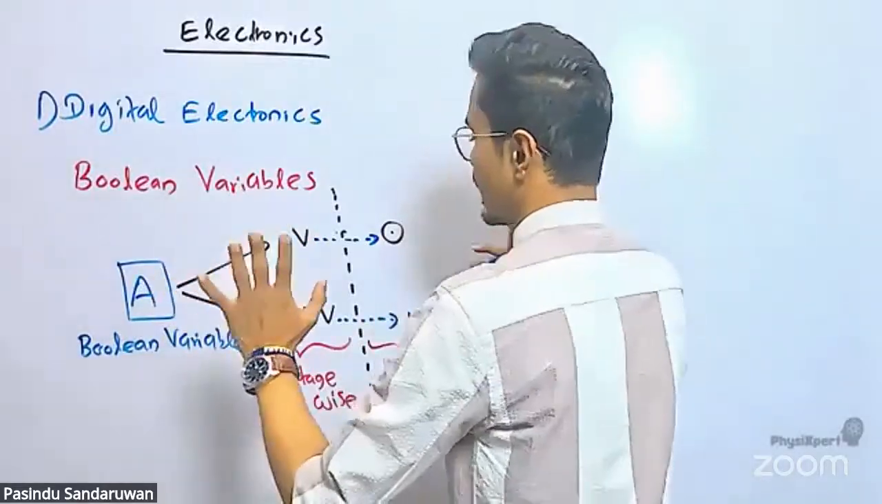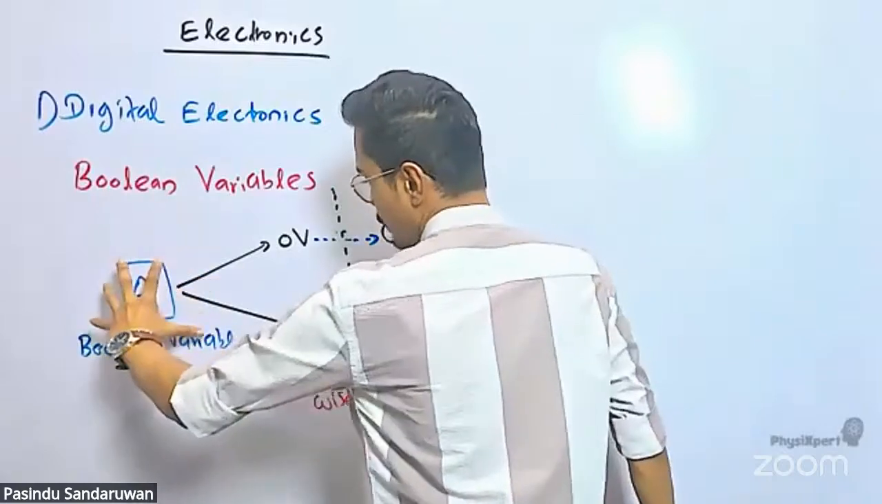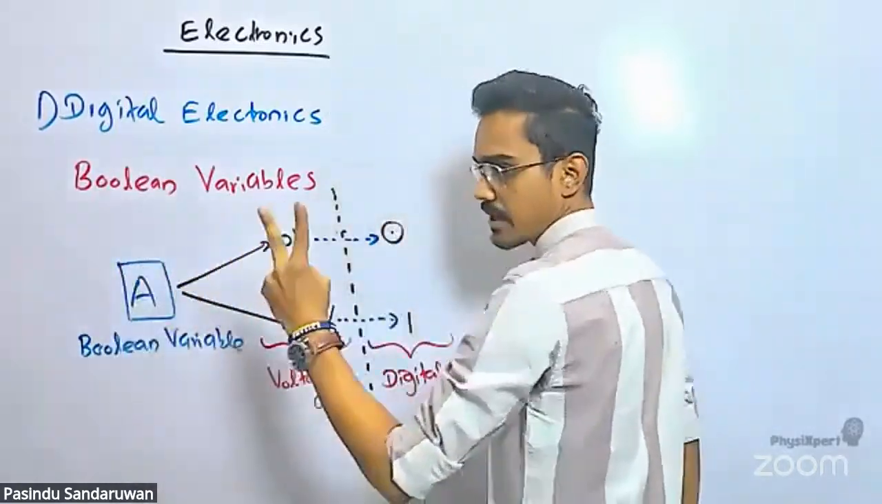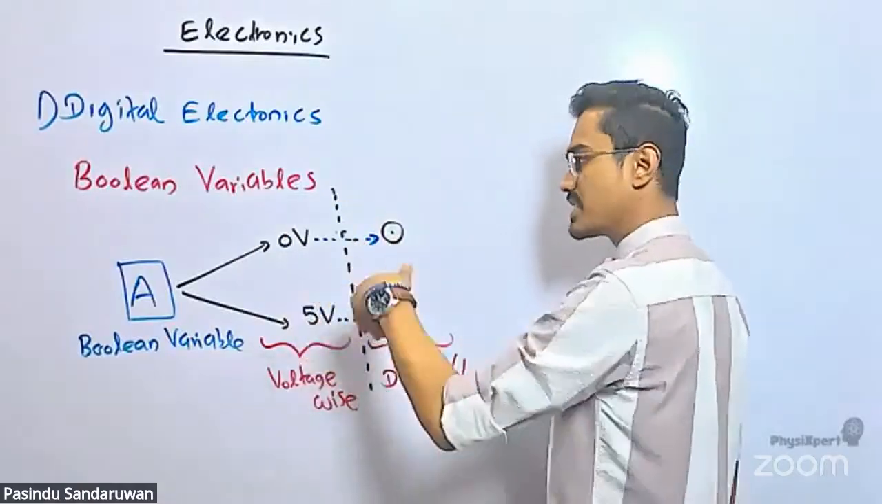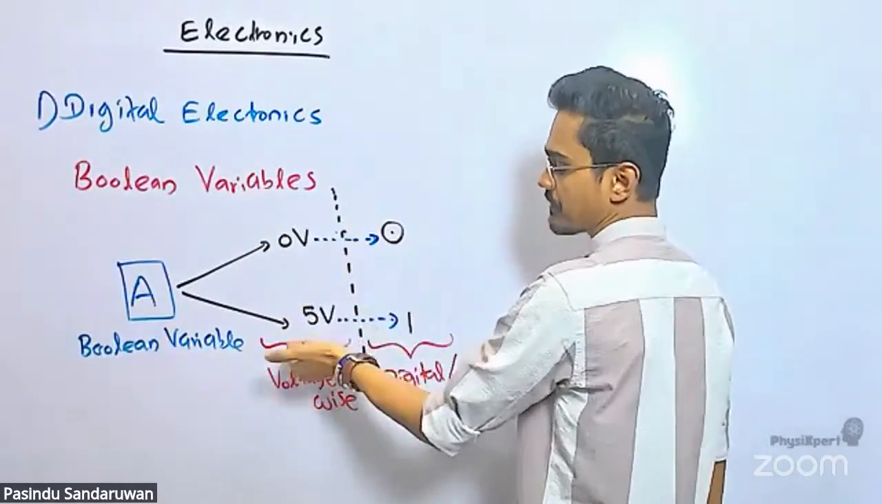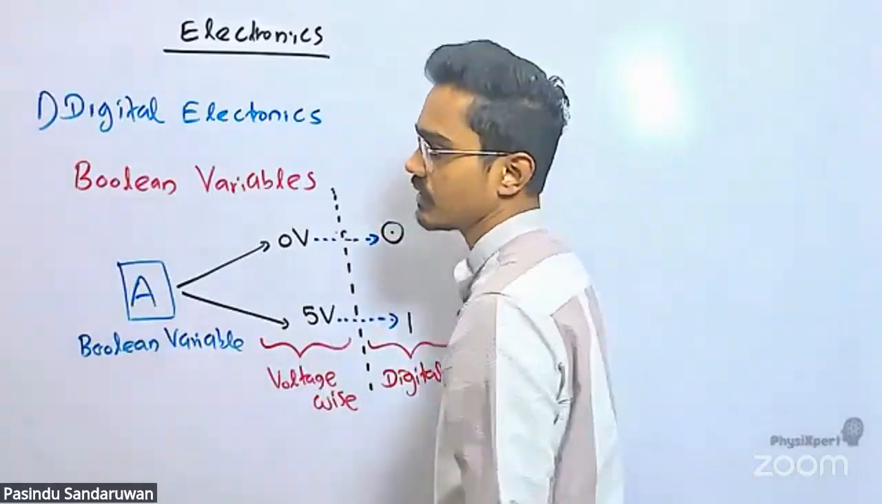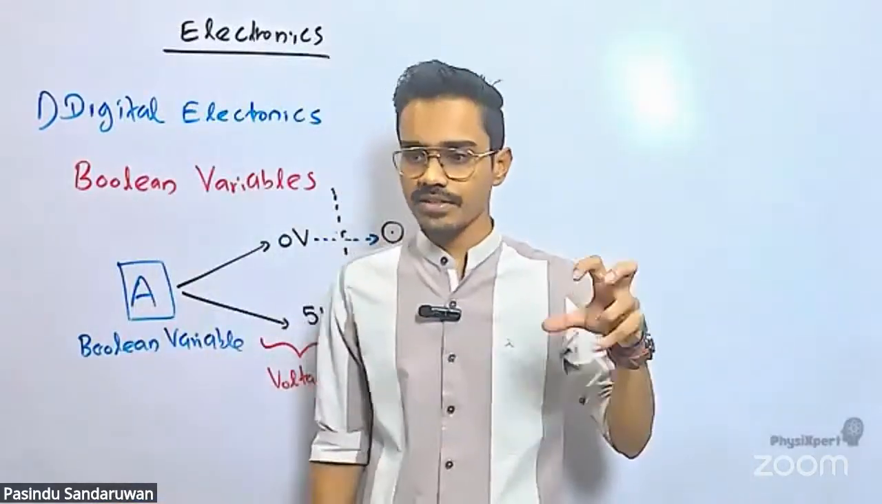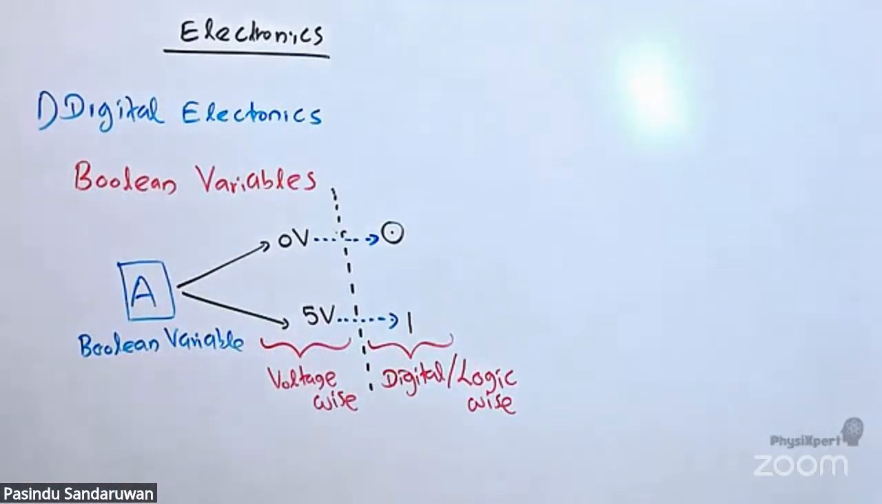Now the basic idea that you have to understand here is, if we have a Boolean variable in digital, it can only have two values for the voltage, either 0 or 5. Logically, we say 0 is 0 and 5 is 1. Logically, we consider it as 0 and 1. It is only a logic. Right. Take down.